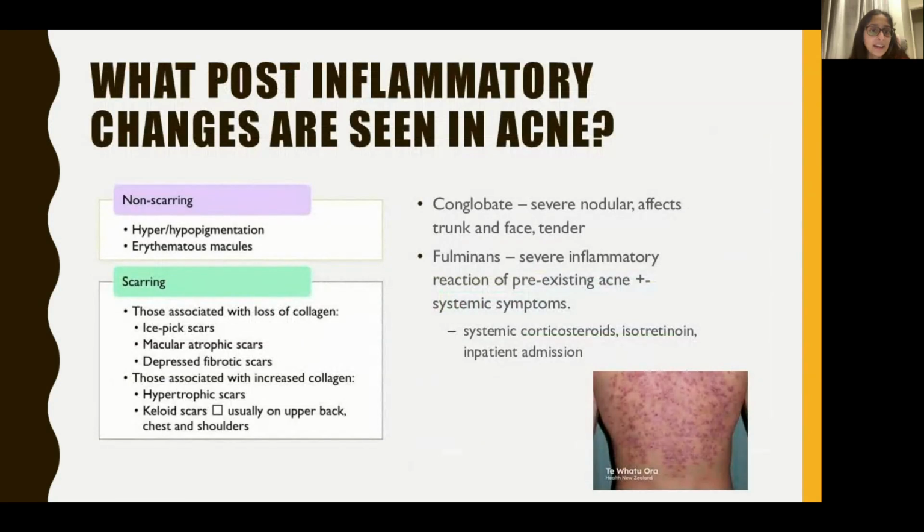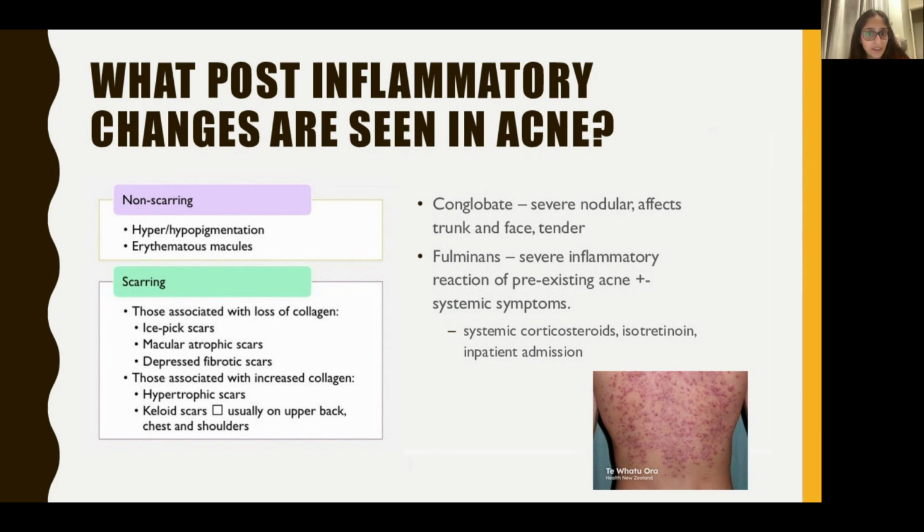So in terms of acne, there is some scarring that can be related to it. So we can have hyper or hypopigmentation. You can have erythematous macules and also scarring such as ice pick scars, macular atrophic scars, and fibrotic scars. And you can also have things like keloid scars, which can occur on the back, chest, and shoulders, less common on the face, and hypertrophic scars.